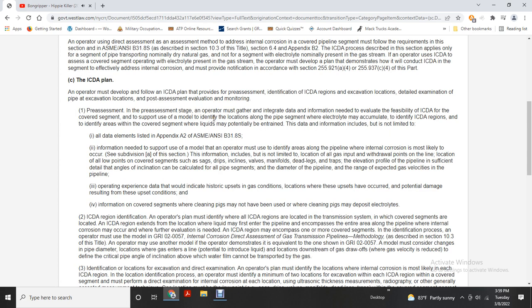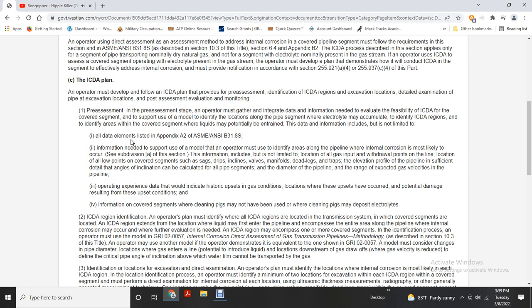Pre-assessment stage. The operator must gather and integrate the data and information needed to evaluate the internal corrosion direct assessment covered segment, to support the model that identifies the location where electrolyte accumulates in the internal corrosion direct assessment regions, and identify the areas of the covered segment where liquids may be potentially entrained. The data and information can include, but are not limited to, all data listed in Appendix A2 of ASME ASI B31.8S. Information needed to support the use of the model: the operator must identify the areas along the pipeline where internal corrosion is most likely to occur.